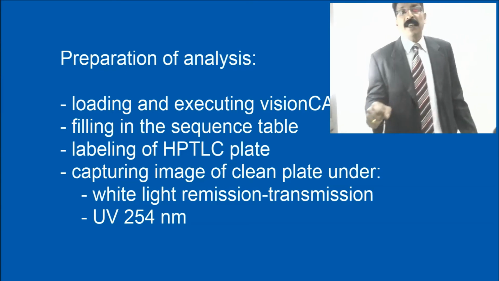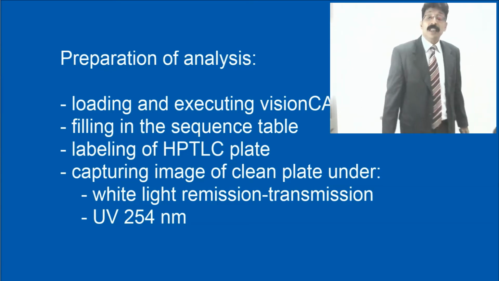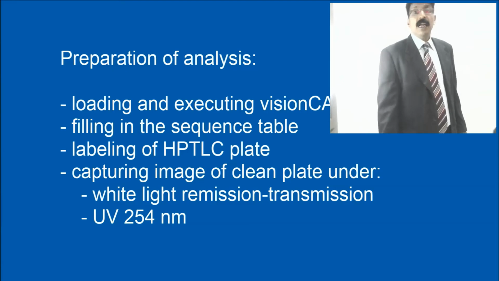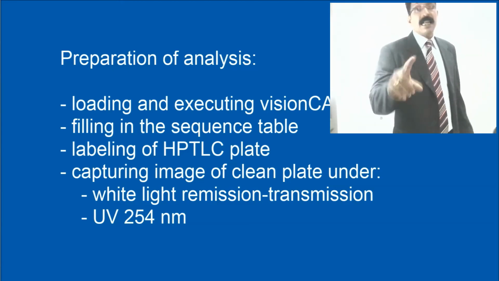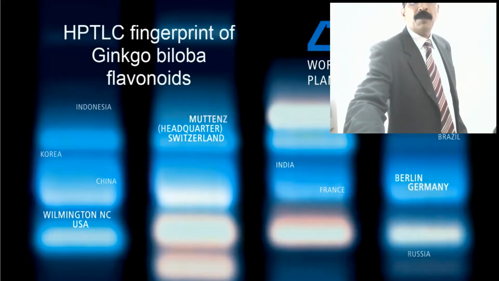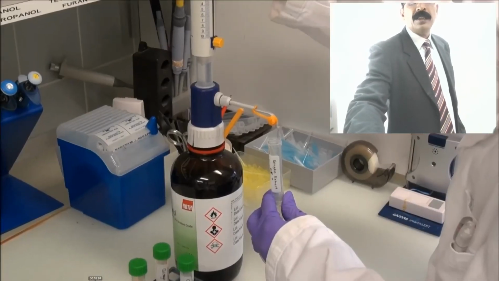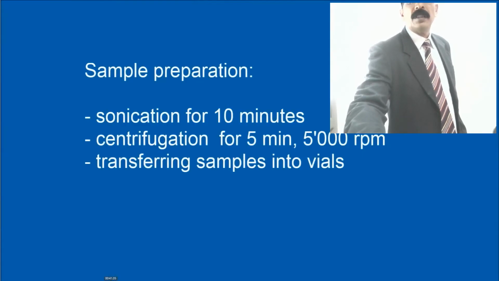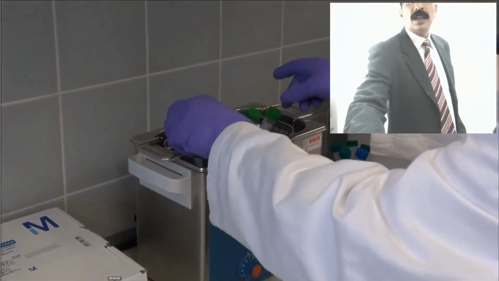So this is capturing of the image and scanning the plate under white light, reflection, transmission and UV at 254 nanometer, and 366 can also be done after derivatization of the plate. So you see here now, I think she is after sampling, as we had after this mixing.